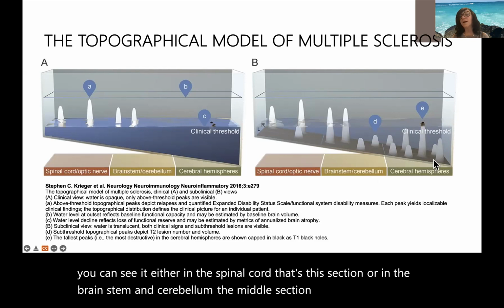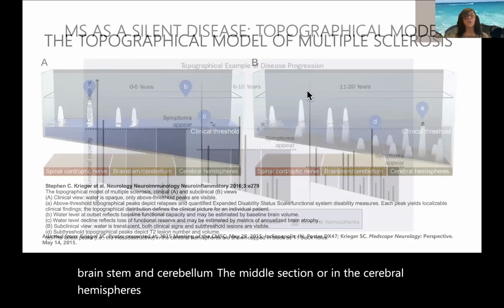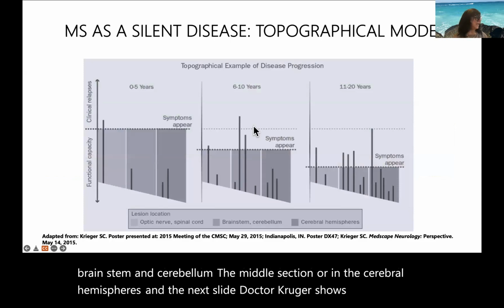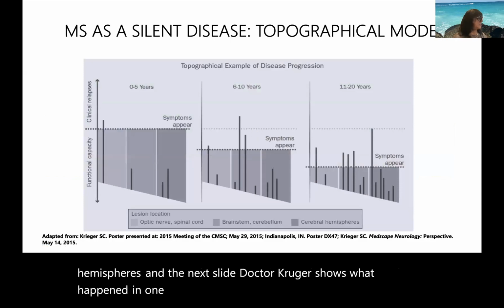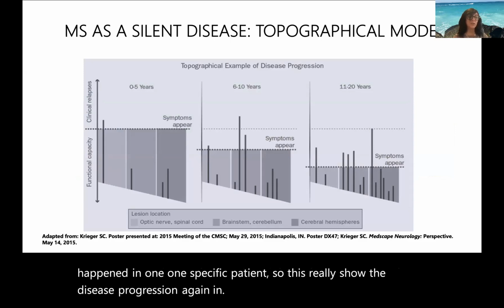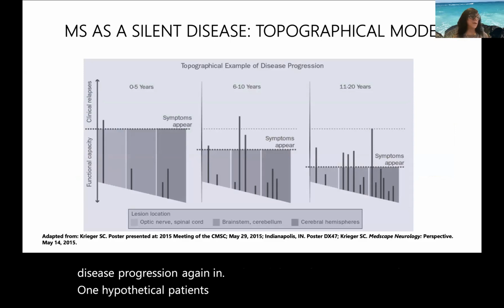And on the next slide, Dr. Krieger shows what happened in one specific patient. So this really shows the disease progression in one hypothetical patient. The bar rising above the dotted line. This is the dotted line.